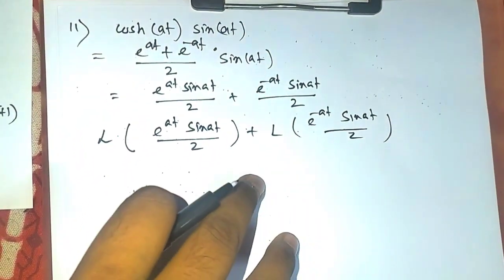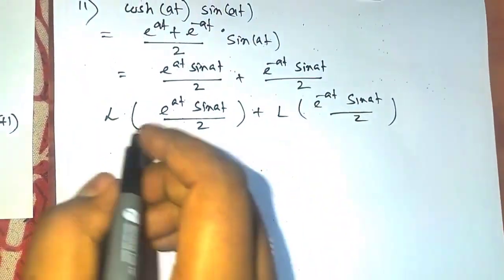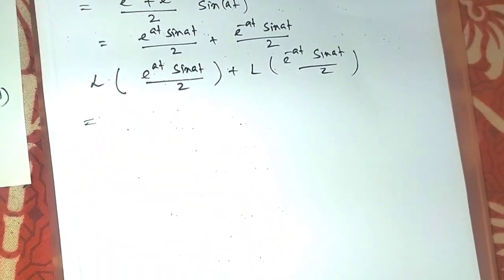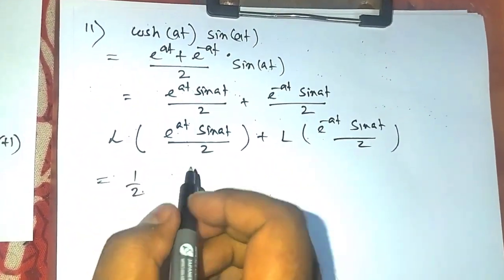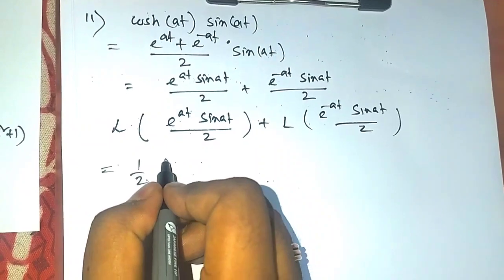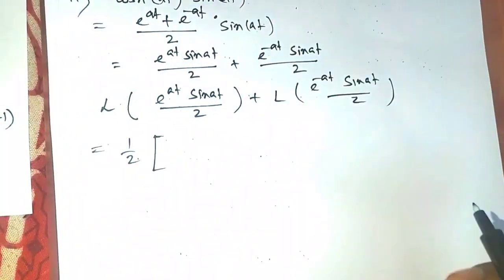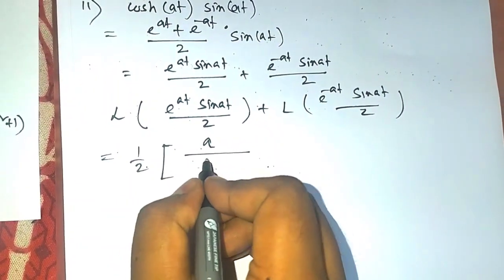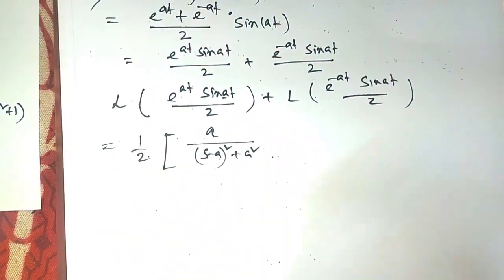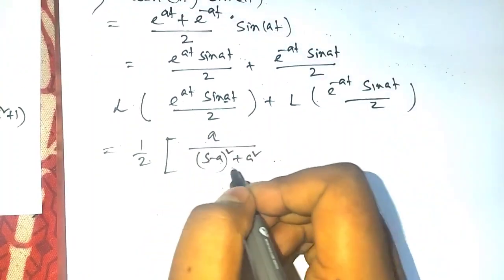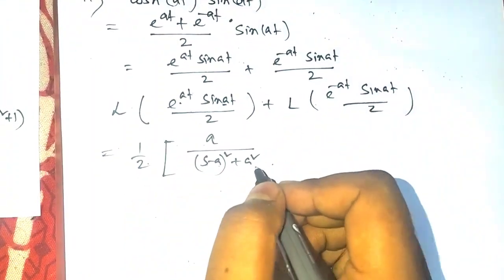Okay, now I will use the shifting theorem. I think you all know this because in a previous video I discussed this theorem. So from here, 1 by 2 outside, I am taking this common. a by (s minus a) whole square plus a square, because here the constant term is a, and s will be replaced by s minus a because of e to the power at, plus a square.